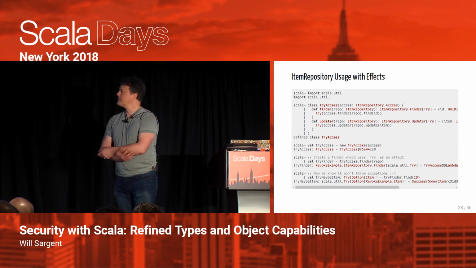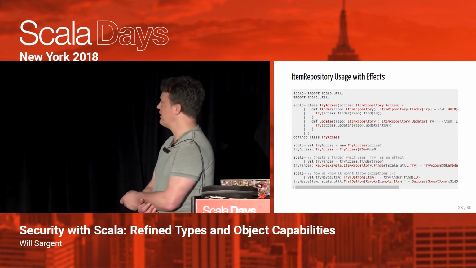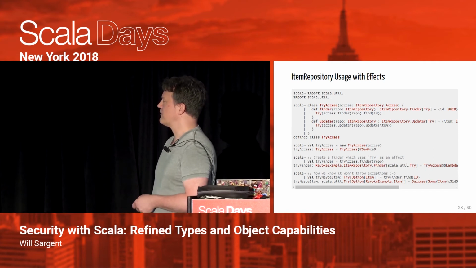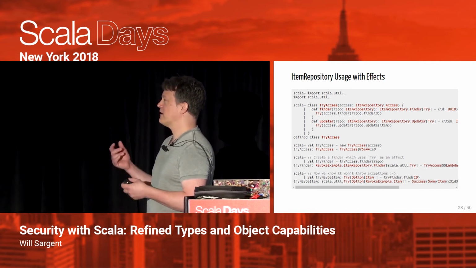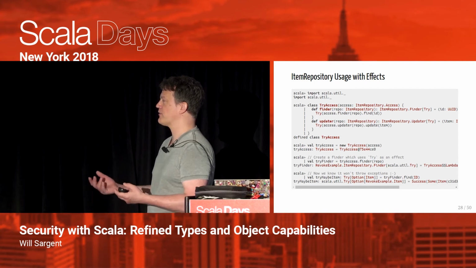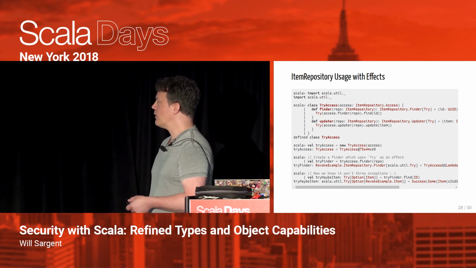All right, so now we've got item repository with effects. So what we can do is, instead of throwing an exception, because we're calling a repository and that talks to a database, and databases throw exceptions and we lose connection and things like that, we want to actually wrap some behavior around that. So what we can do is we can say we've got a try access here. It's going to take the original access. We're going to say this finder takes a try, and then we're just going to wrap this functionality around the try block here.